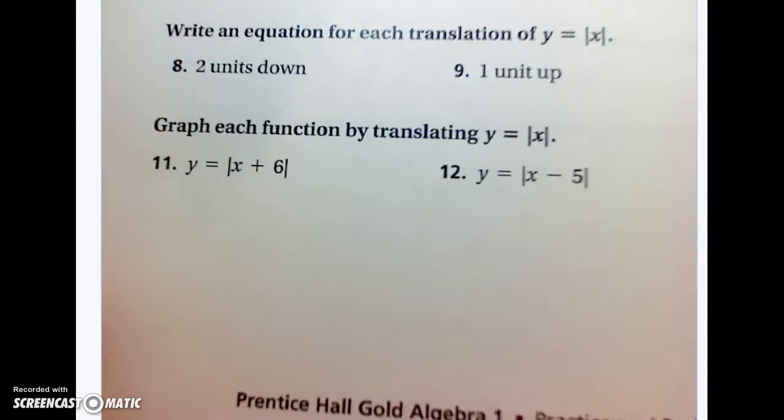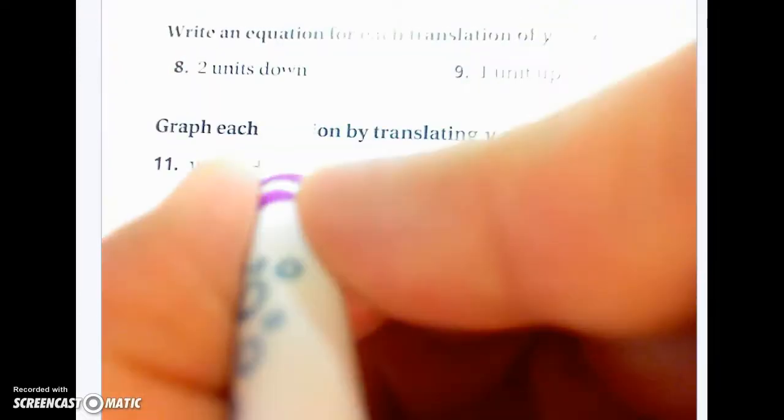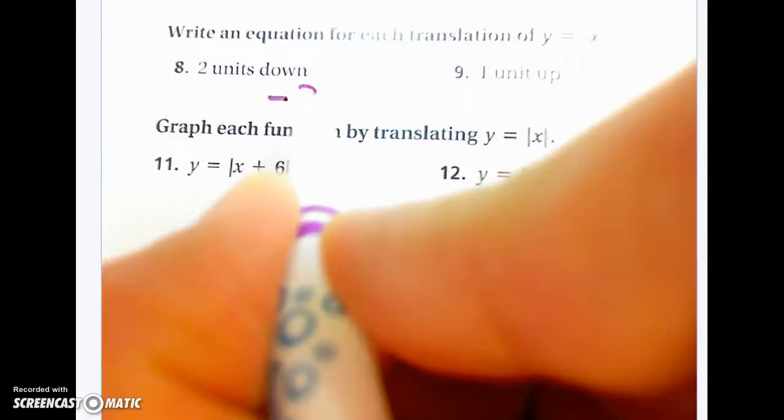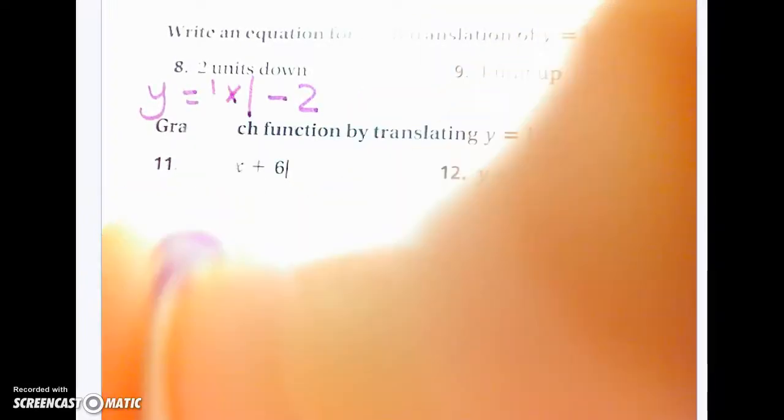Write an equation for each translation of y is equal to the absolute value of x. So here, 2 units down. So I went down 2. So y is equal to the absolute value of x, and I went down 2.